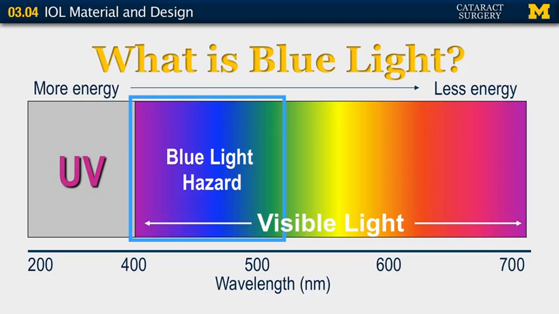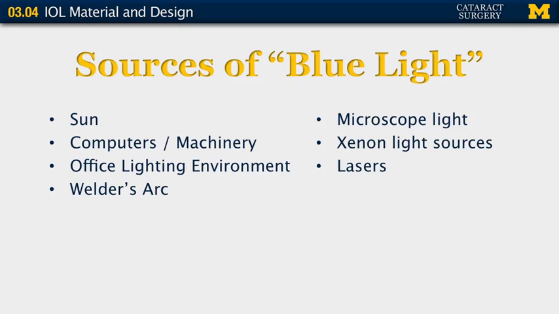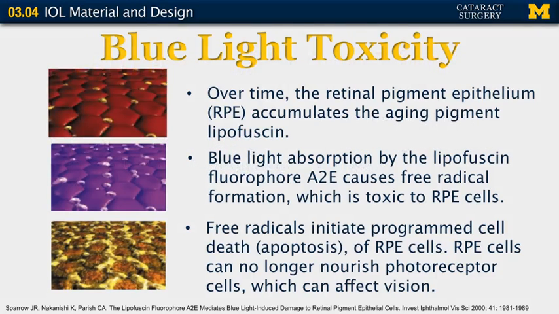What is blue light? Well, it's light somewhere in the mid 400 to 500 wavelength range. And it is actually found all around us when you're out in the sunlight, around computers, office lighting, lasers, etc. These are all sources of blue light. And why is blue light concerning?